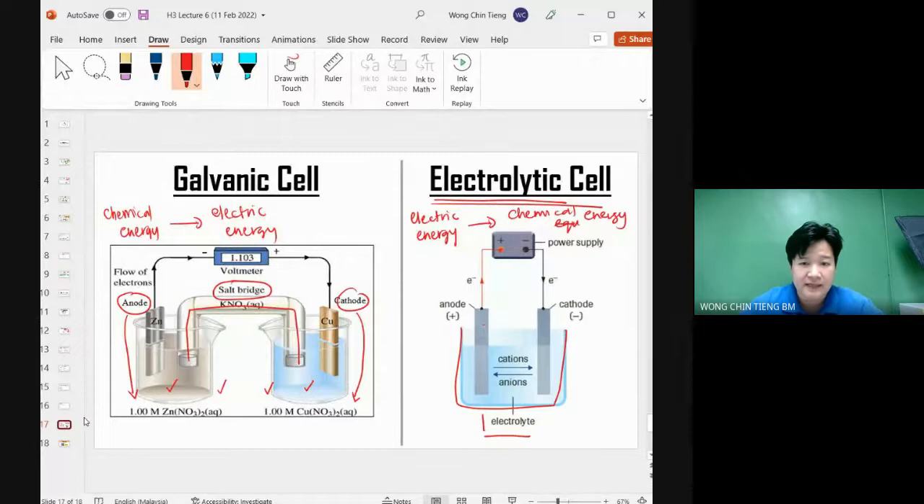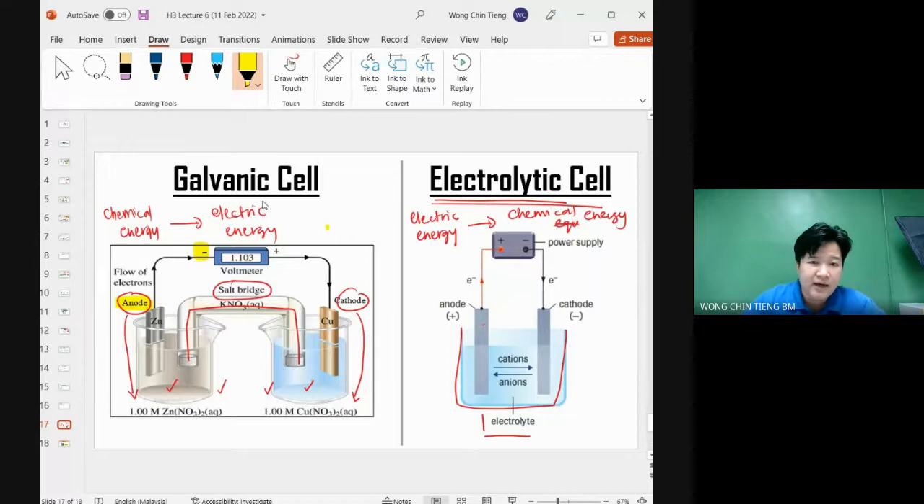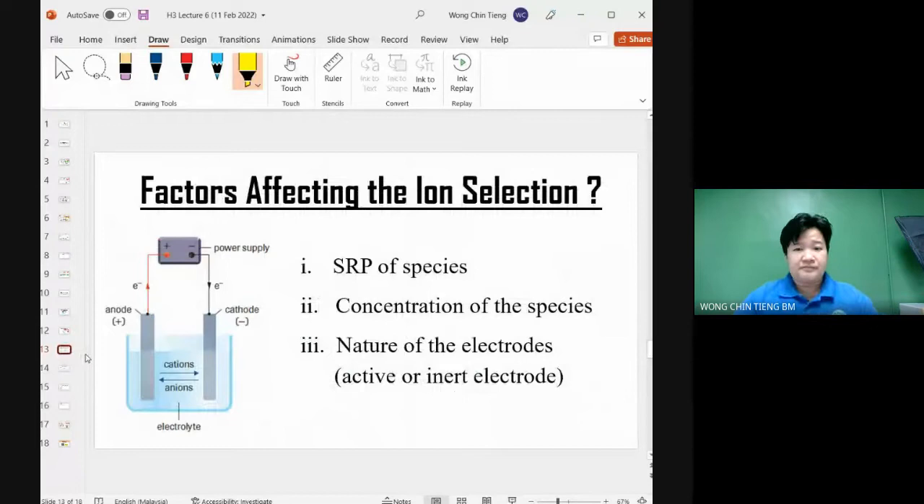Before I forgot, yang akan menyebabkan diorang berubah adalah terminal juga. Di galvanic cell, anode adalah negatif, cathode adalah positif. Tapi di electrolytic cell, disebabkan ada power supply untuk elektrik tu jalan, dia kena positif di anode, negatif di cathode. Okay? So itu adalah antara perubahan yang budak selalu pening. Alright. Next.